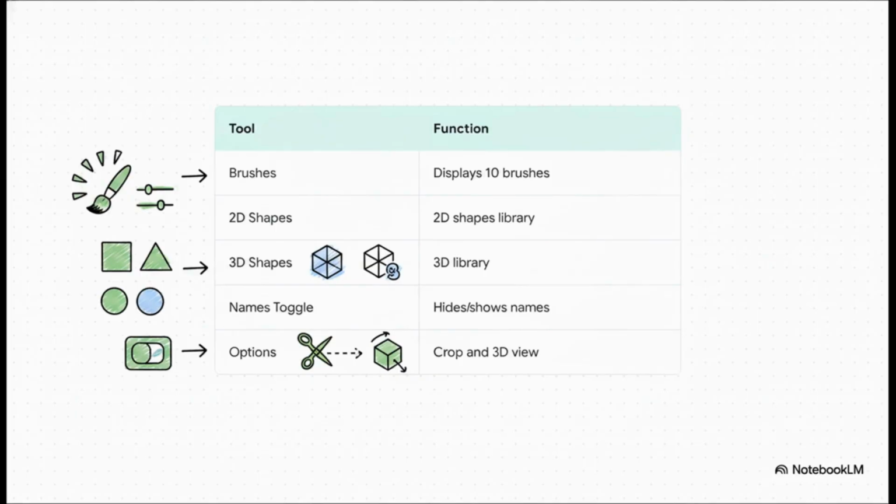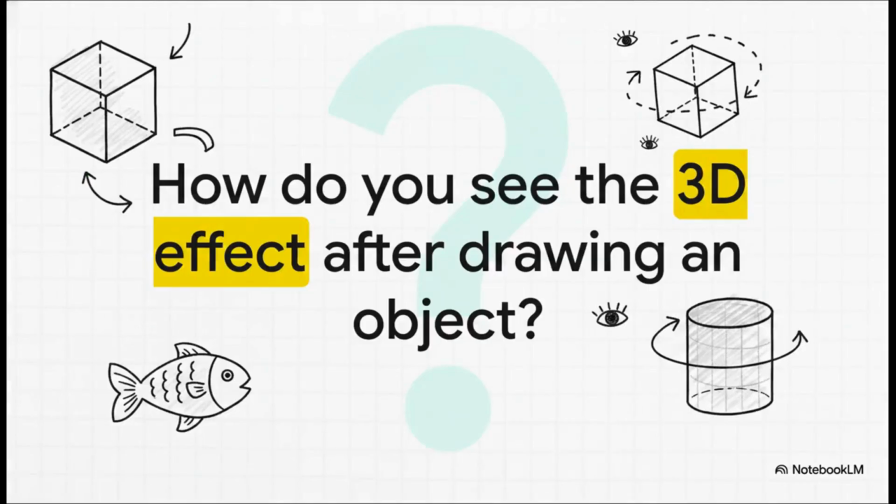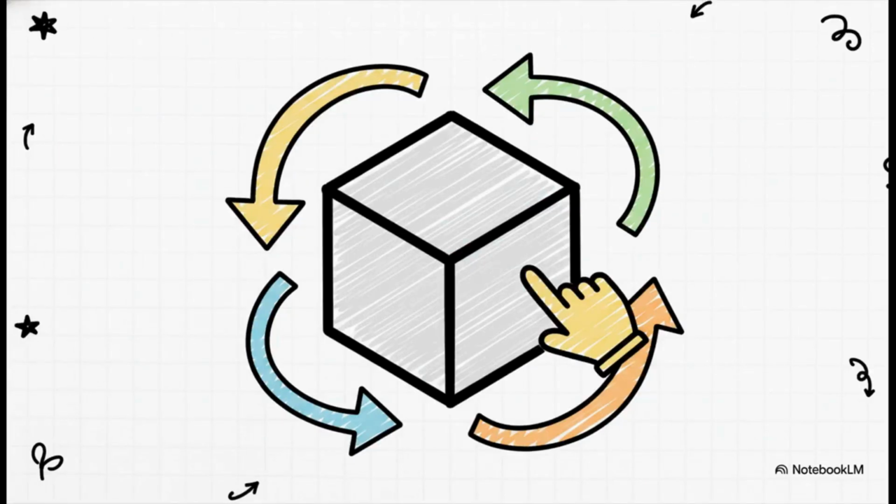See how visualizing the interface makes these concepts just snap right into place? All right, we've got one final short answer question to wrap up this exam. Think back to our side-by-side comparison of the flat square and the 3D fish. Here's the question. After drawing a 3D object, how do you actually see its 3D effect? The answer is, you rotate the shape using the rotation handle.